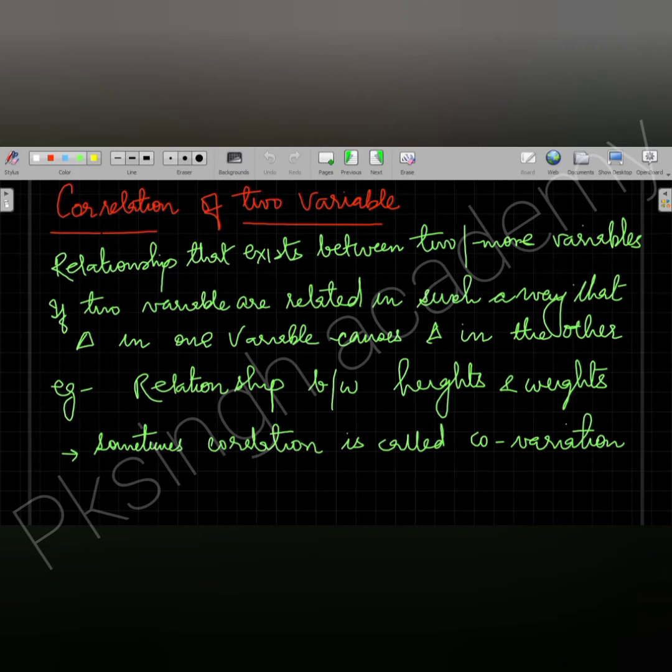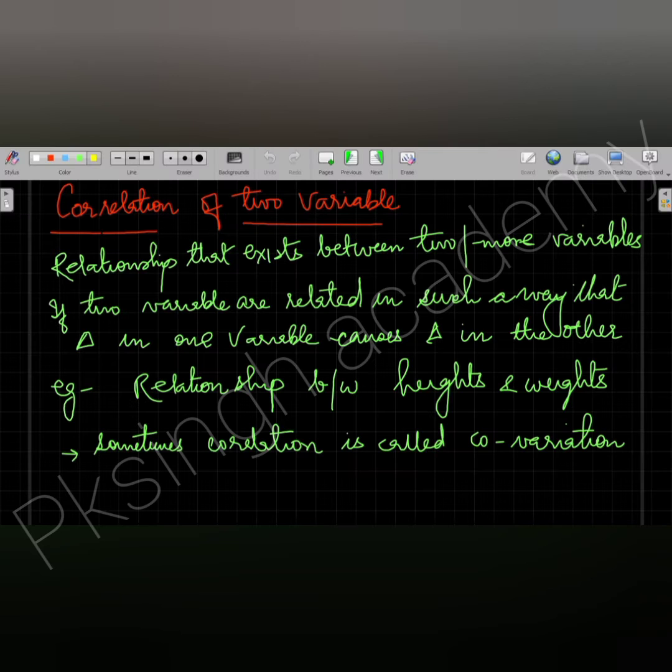I have initiated revision classes of UGC NET Commerce Paper 2, session 2020 December cycle. I have started Unit 5 of Stats and Research Method, and this is a subtopic of Unit 5. Here we will understand what is correlation and regression.